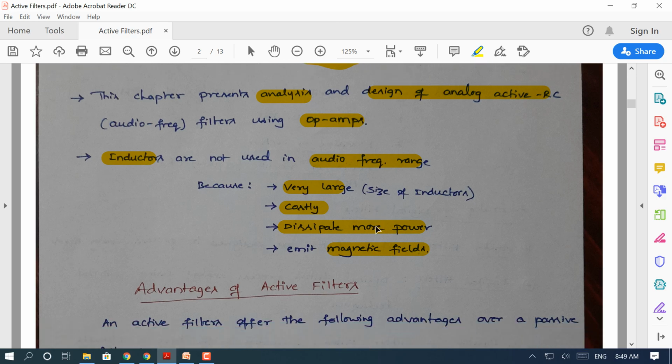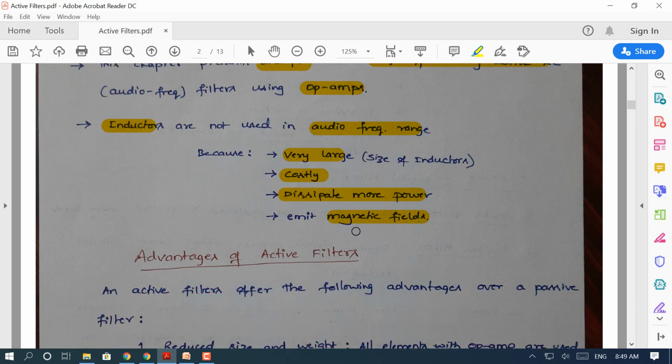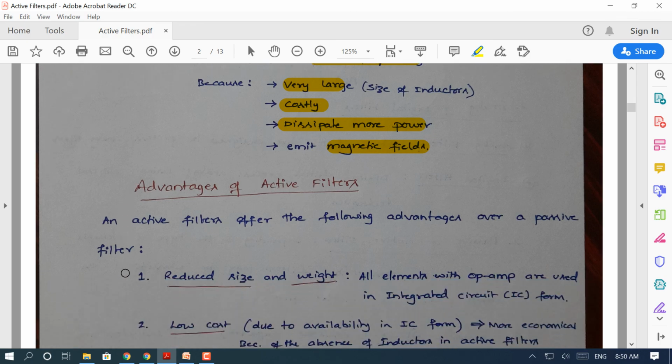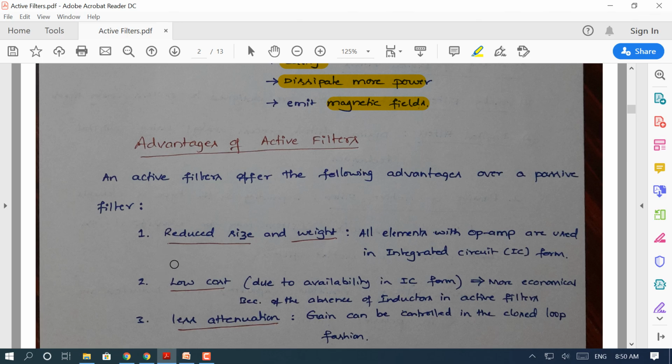Before proceeding to the design of active filters, in today's class we are going to select only the active filters. The entire syllabus mainly focuses on active filters. Therefore, let us study a couple of advantages of active filters. Later on we can get into the design of active filters. So the advantages of active filters are classified as follows.